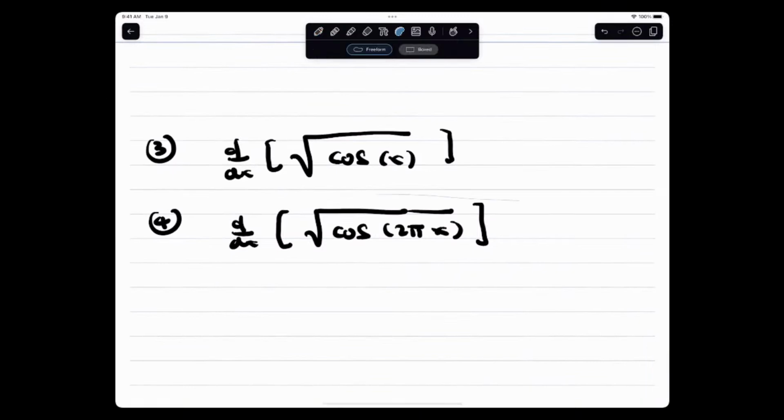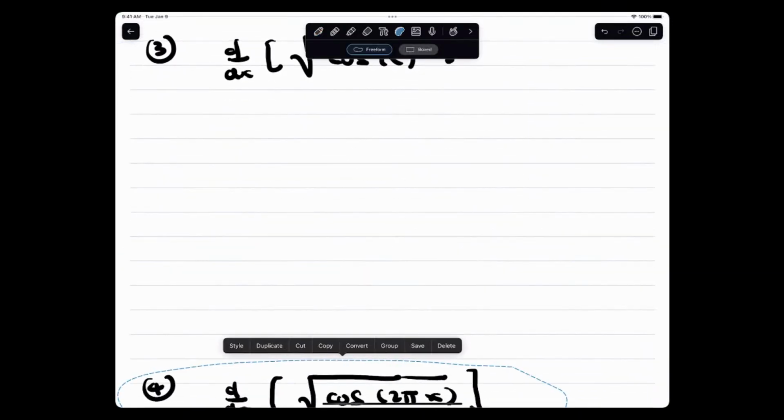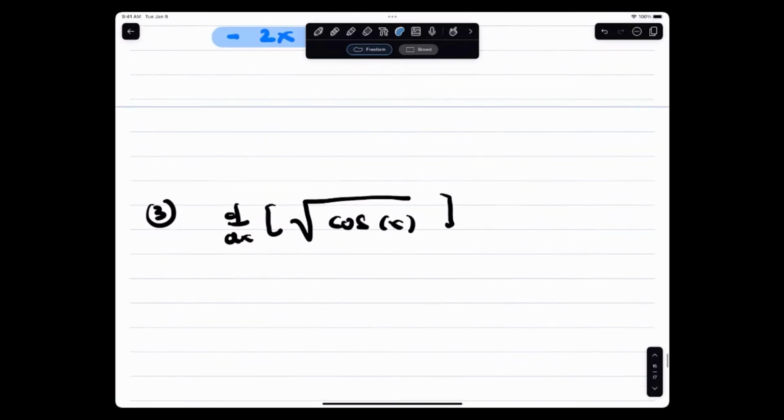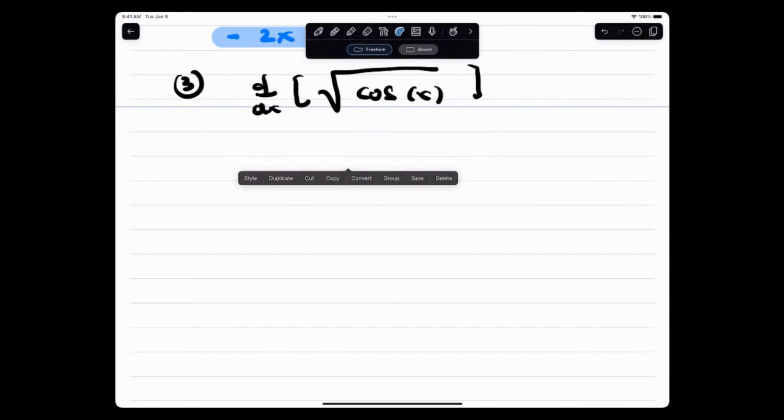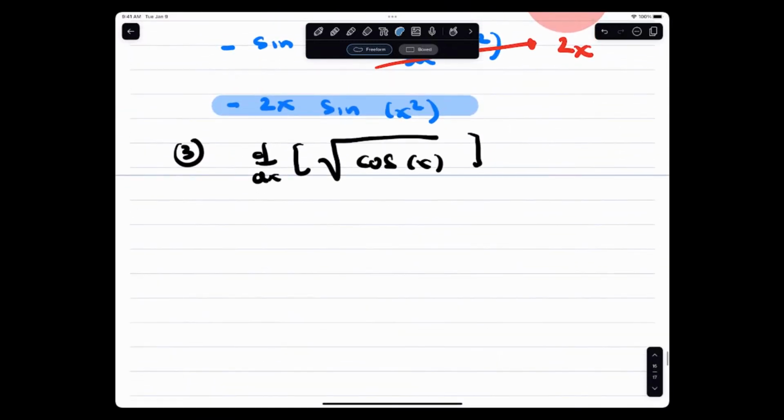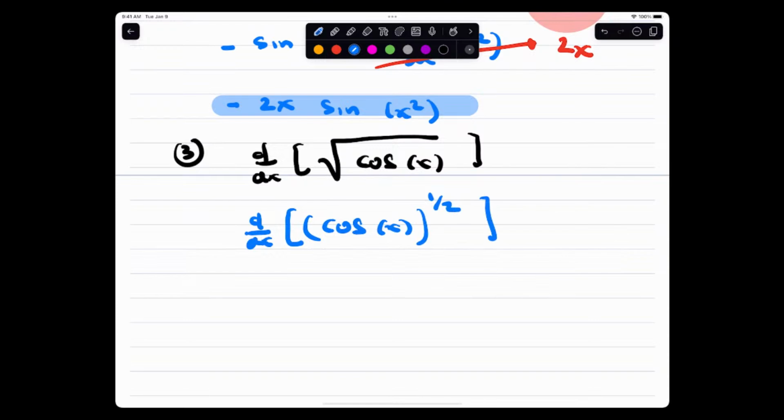Number 3, ladies and gentlemen. Number 3 is a little bit similar to number 1. Why do I say that? Number 3 and number 1 are very similar. Do you guys know why? Why is that similar? d dx of what? What does that mean? Well, you still have cosine, but now the power is what? 1/2.